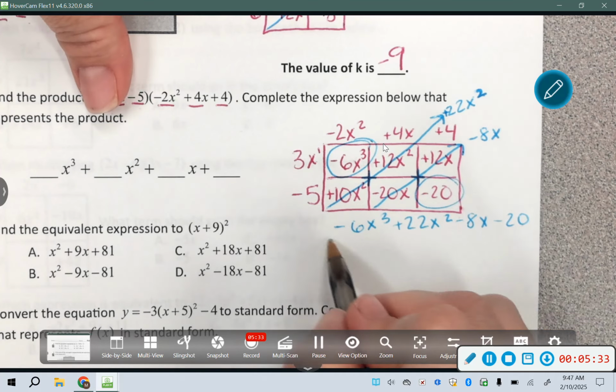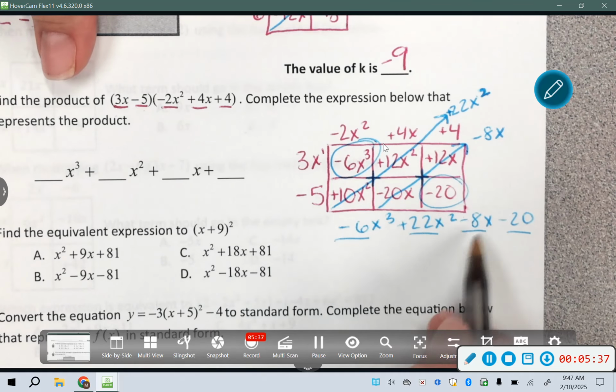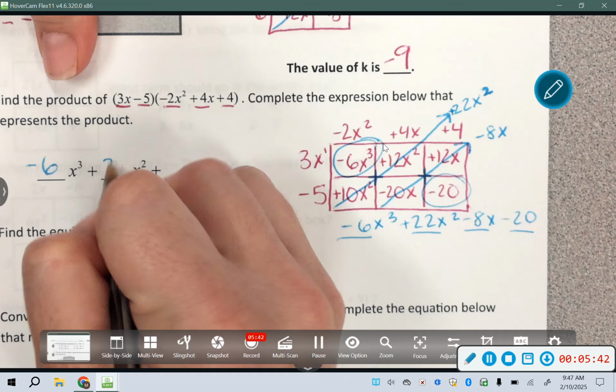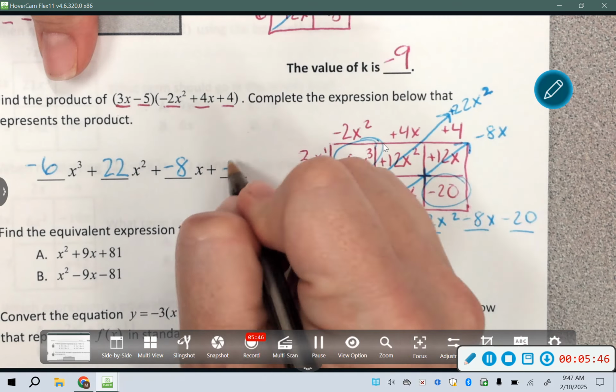So I'm going to fill in my spots. Now I know that there are plus signs here, so if it's a minus, we're just going to plug in a negative. So I have negative 6, positive 22 in front of x squared, negative 8 in front of x, and a negative 20.